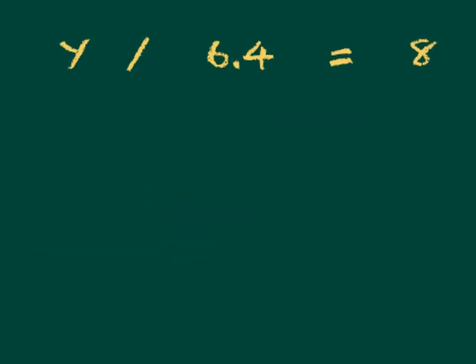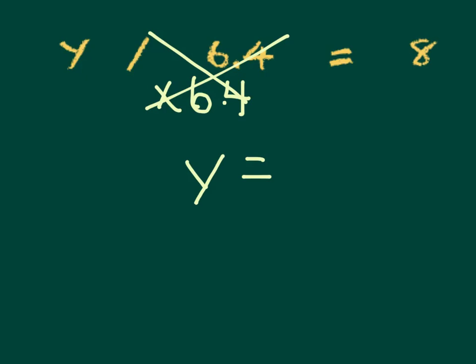Following my first step of advice of looking at the operation, this time I notice I have a slash. The slash represents division. So if I want to do the inverse operation of division, I'm going to have to do multiplication. So if I multiply this side by 6.4, that'll cancel out all this value to help me isolate my variable y, but I also have to multiply this side by 6.4. So I can set it up this way.